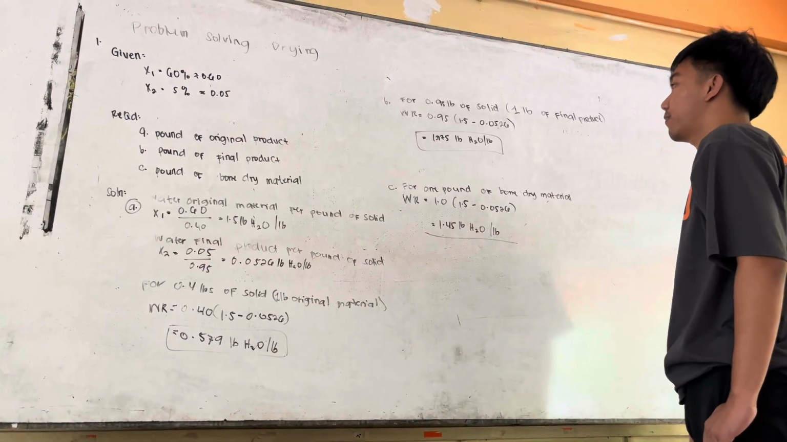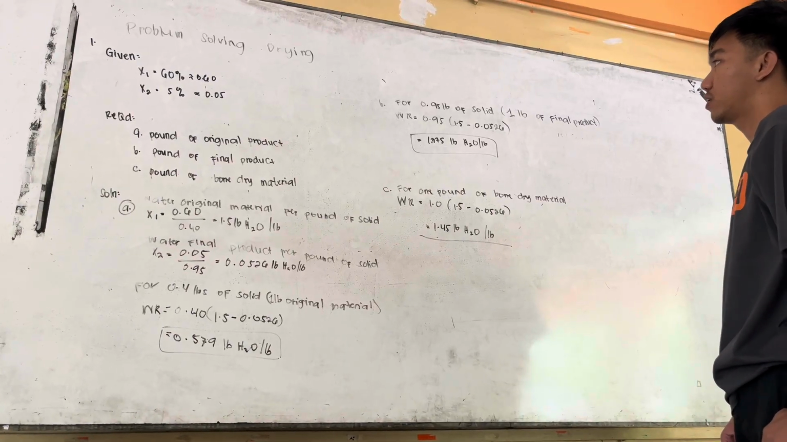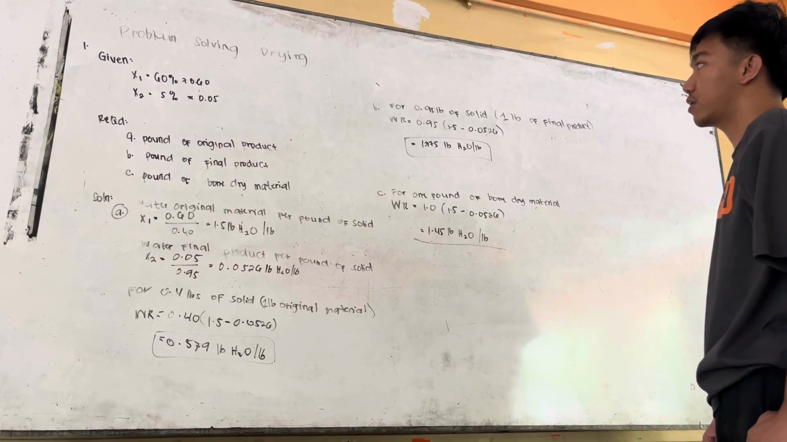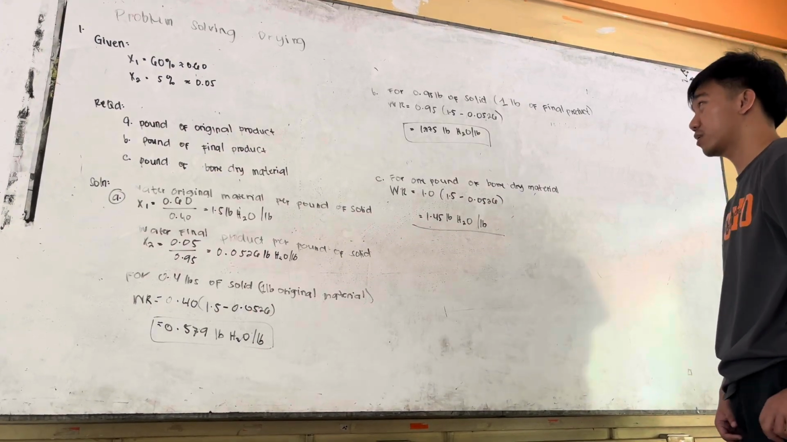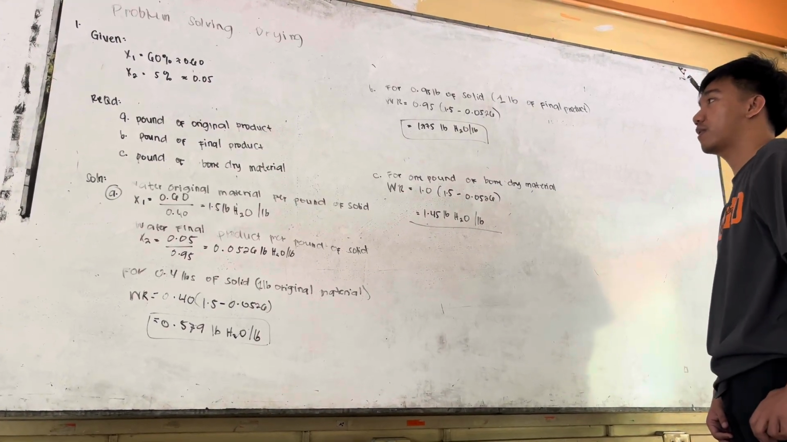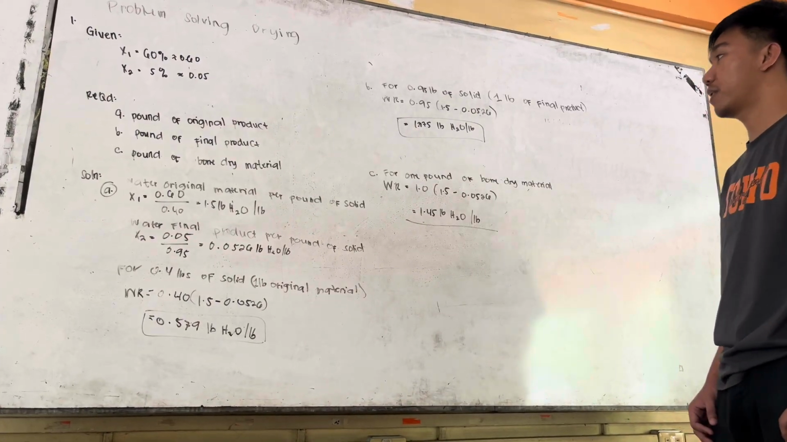And for RB, which is the final product, we have 0.25 pound of solid. So the formula WR equals 0.95 multiplied by (1.5 minus 0.0526), and we will have 1.375 pound water per pound of final product.